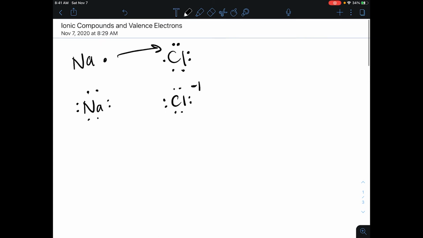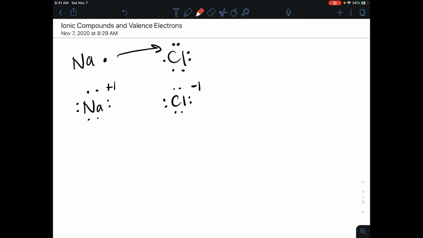Well, guess what? Since sodium lost its electron, it's +1. And if you took physical science, or we talked about this a little bit even in class, you can see that we've got something with a +1 right there, something with a -1 right there, and we know that positives and negatives will attract each other. And so this is how sodium chloride forms. This is how all ionic compounds form.